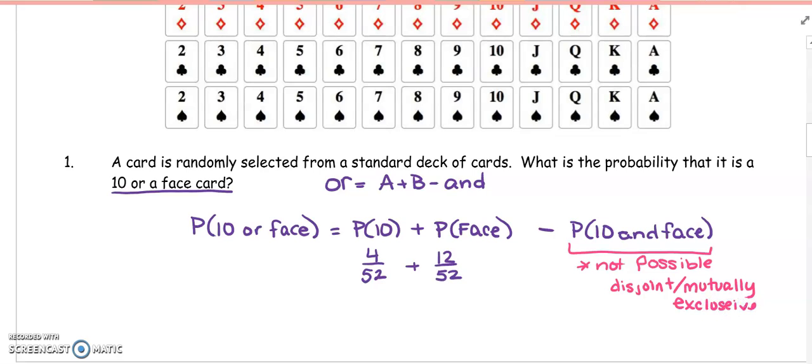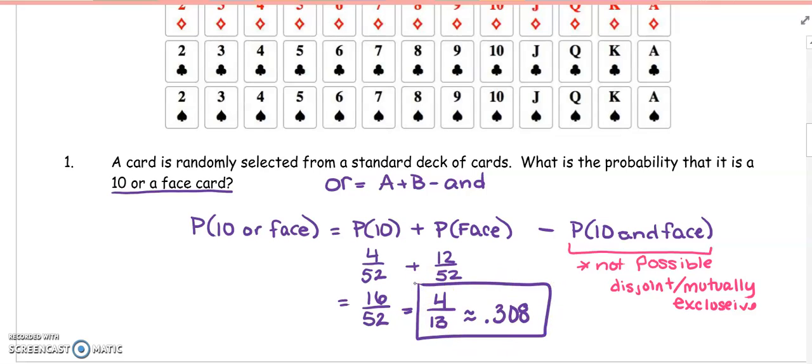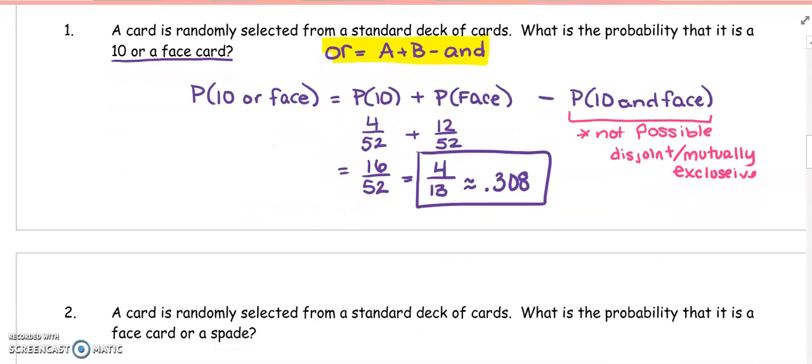So really all I have to deal with is the 4 over 52 and the 12 over 52. If I add that together, that is 16 over 52, which I can reduce to 4 over 13. And if I pop that in my calculator, that is approximately 0.308. Okay, so the key thing that we need to remember here is this statement: the or is equal to A plus B minus and. Let's flip it over and take a look at number 2.